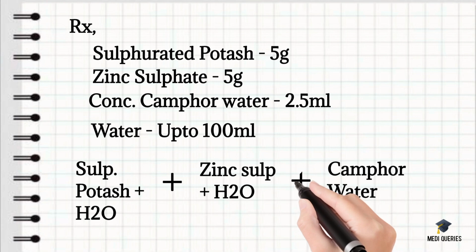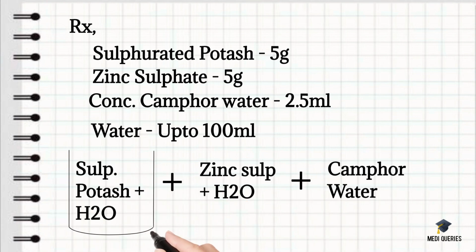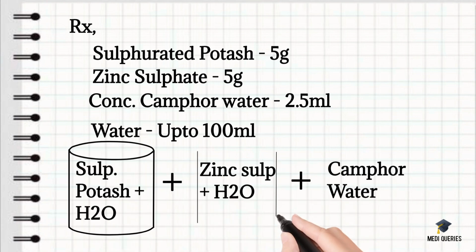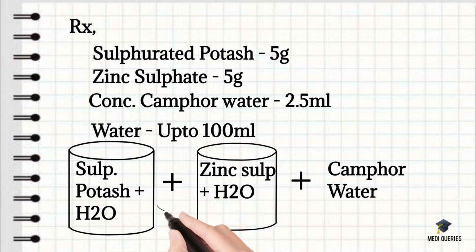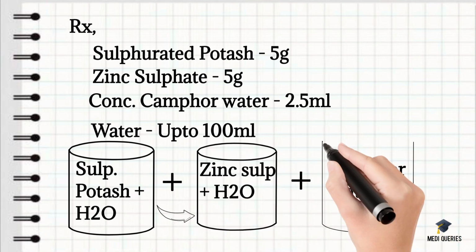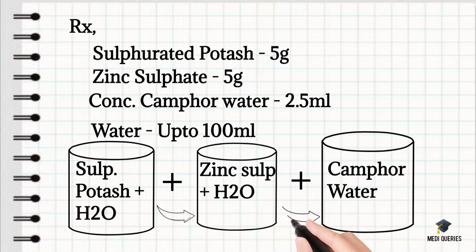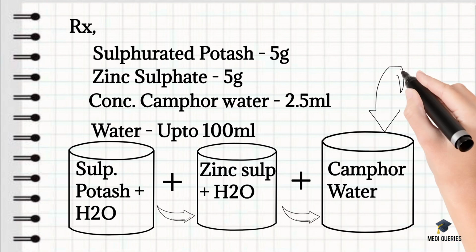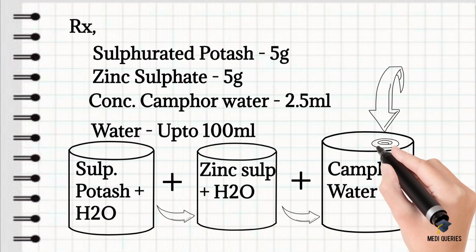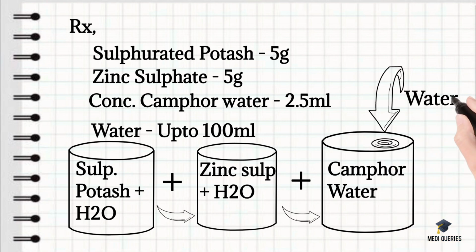So, the method of preparation: first dissolve the sulfurated potash and zinc sulfate separately in a small quantity of water, and then add the sulfurated potash solution slowly to the zinc sulfate solution with constant stirring, and then transfer to a tared bottle. Add the camphor water with vigorous shaking to redissolve the precipitated camphor and then mix it well. Add more water to make up to 90 ml and then transfer to a bottle, label and dispense. Okay, this is how we have to dispense the suspension here.